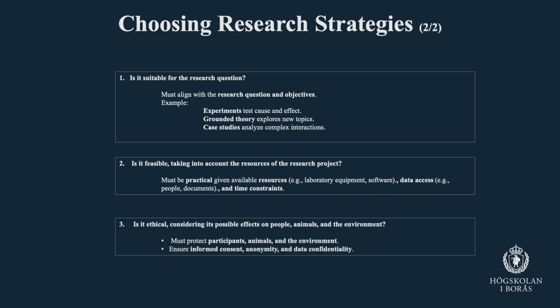Third, is the strategy ethically responsible? Research should ensure that no harm comes to people, animals, or the environment. Participants must be informed of their rights, allowed to remain anonymous, and given the option to withdraw at any time. Data collected must remain confidential and used only for the purpose of the study. Next, different empirical research strategies will be discussed, along with an overview of simulation and mathematical proof in research.